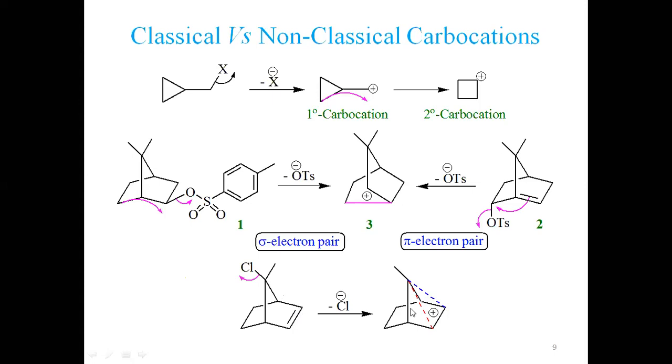But look here, in all cases, if this bond or that bond breaks, we shall get a secondary carbocation. But if this Cl leaves here, the positive charge shall be here, and it is a tertiary carbocation. This ion shall be more stable as compared with this. So this is stabilized. This is also a non-classical carbocation, which is less stable here, but this is more stable.